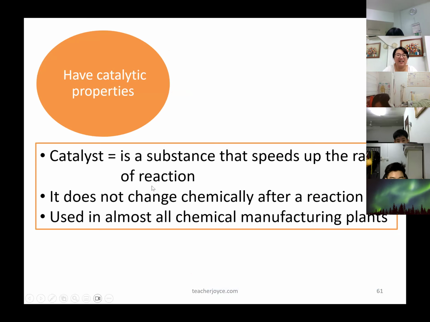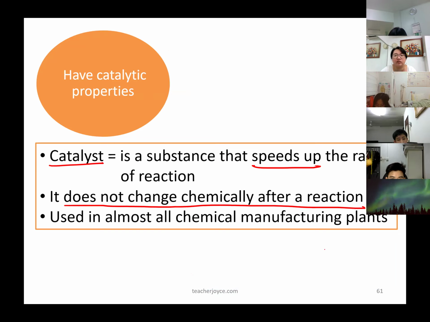Understand? And the last one is the catalytic properties. So what is a catalyst? A catalyst is like an enzyme, but enzymes can only happen in living things, right? A catalyst is a substance that speeds up the rate of reaction. It does not change chemically after a reaction. It will maintain the same. So we can use a catalyst again and again.